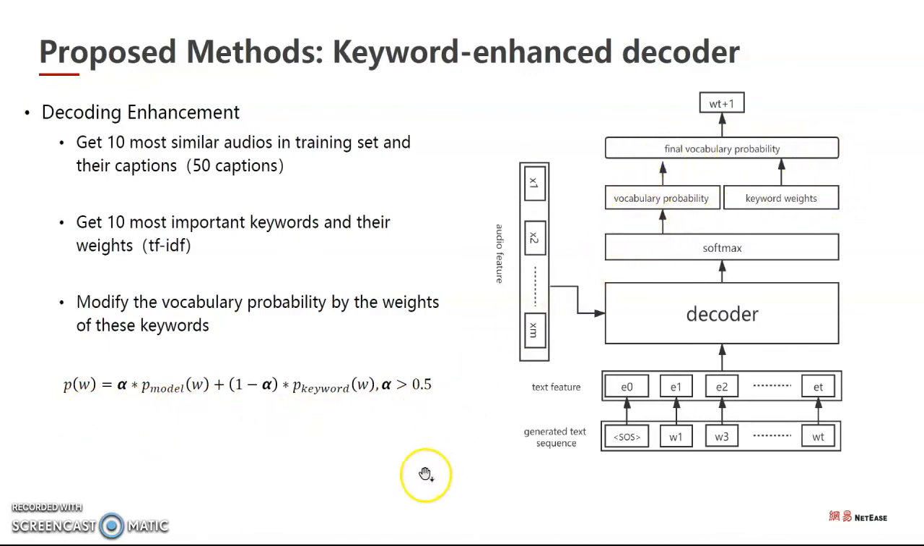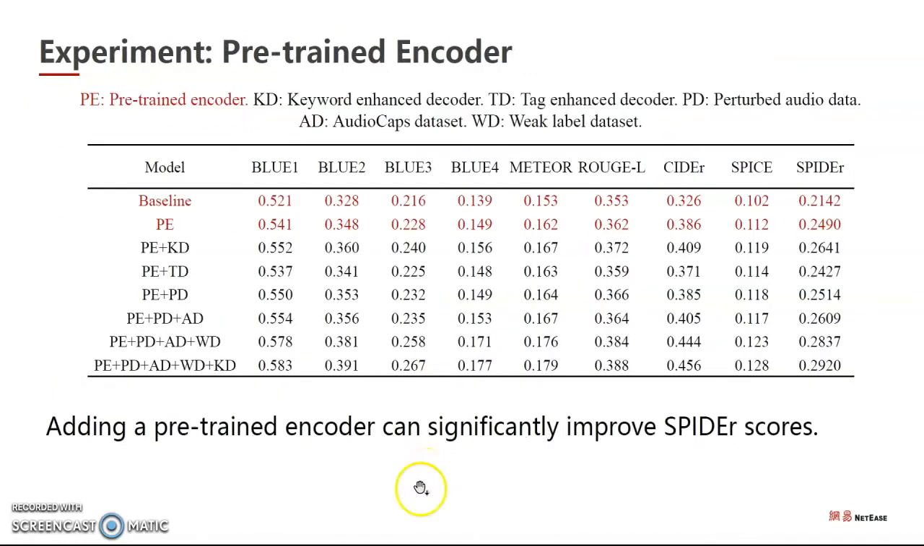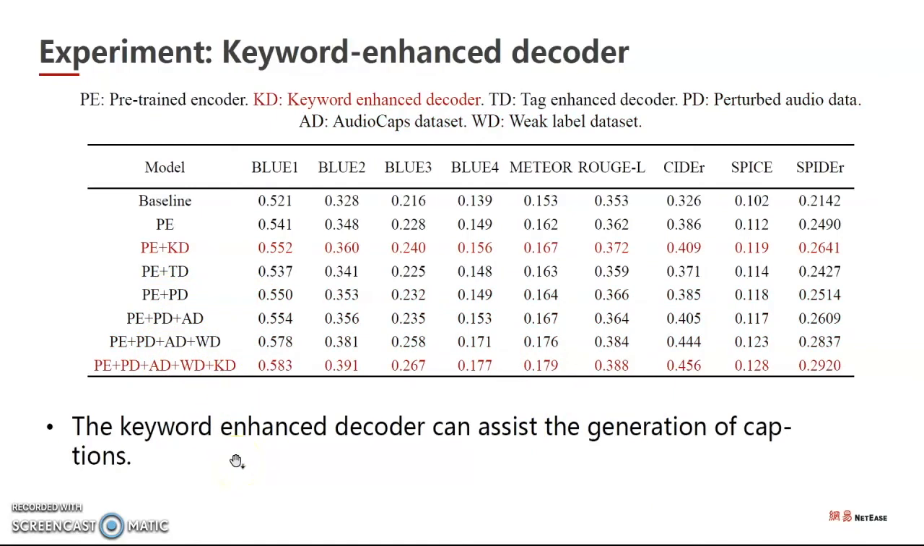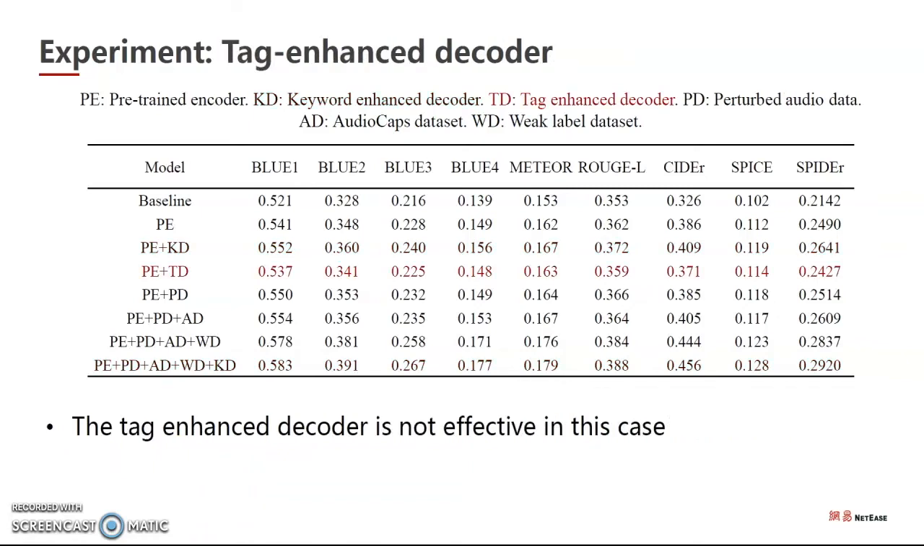We draw 4 conclusions from the experiment. First of all, adding a pre-trained encoder can significantly improve the SPIDEr score. Secondly, the benefits of data augmentation are significant. Thirdly, the keyword-enhanced decoder can assist the generation of captions. Finally, the tag-enhanced decoder is not effective in this case. We think this decline was due to the tag prediction errors produced by the pre-trained PANNs model.